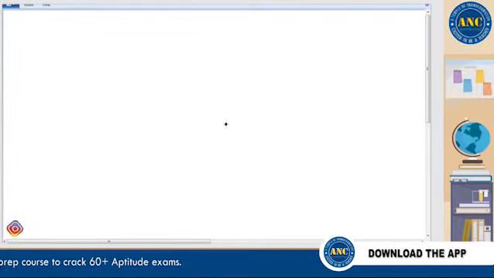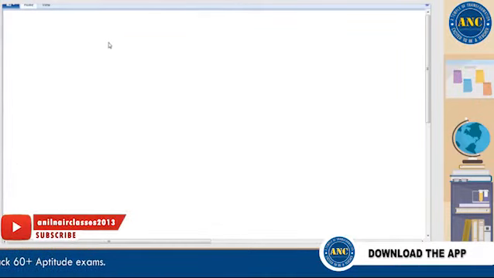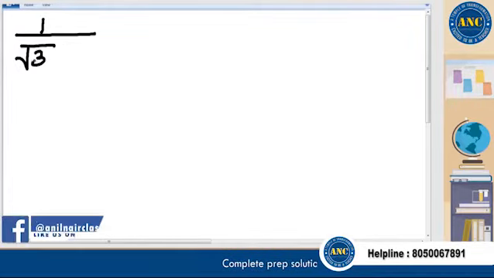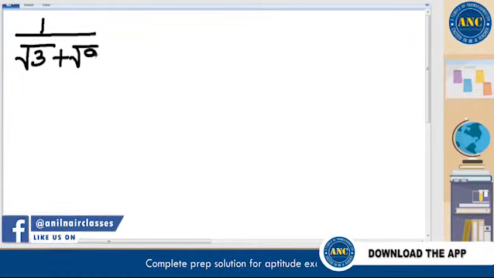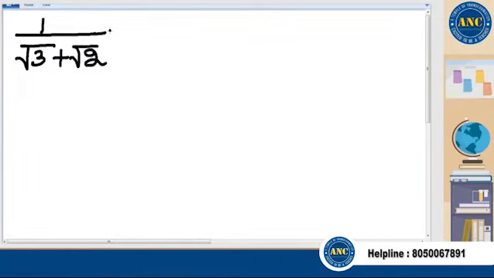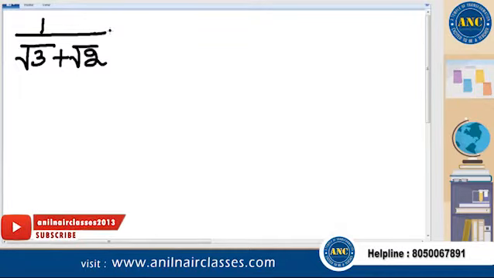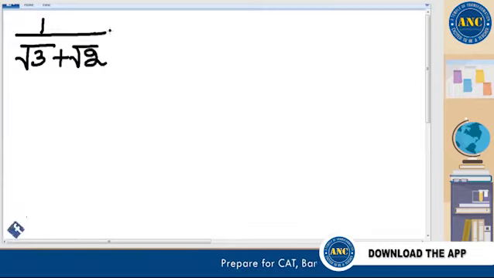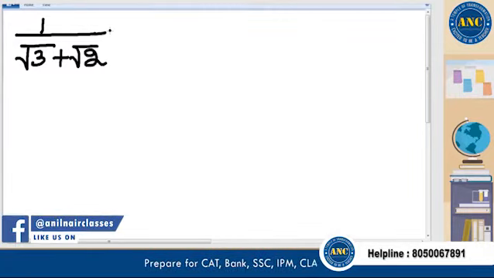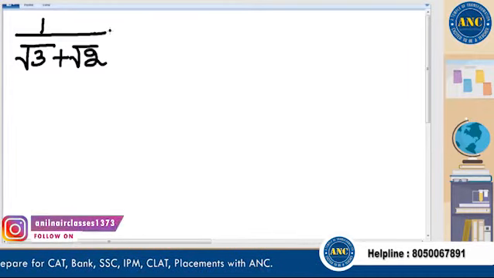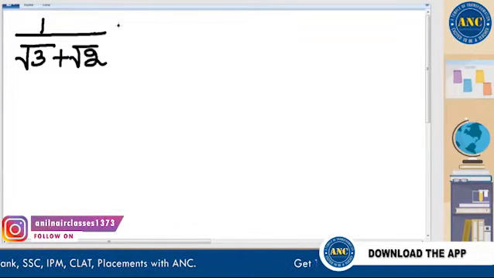Now, for all the people who attended the class this morning, I started with a topic called rationalizing the denominator. Suppose I have 1 by root 3 plus root 2. I have a surd in the denominator, but I do not like the surd to be in the denominator. I want the surd to be in the numerator, and in the denominator I want a whole number.